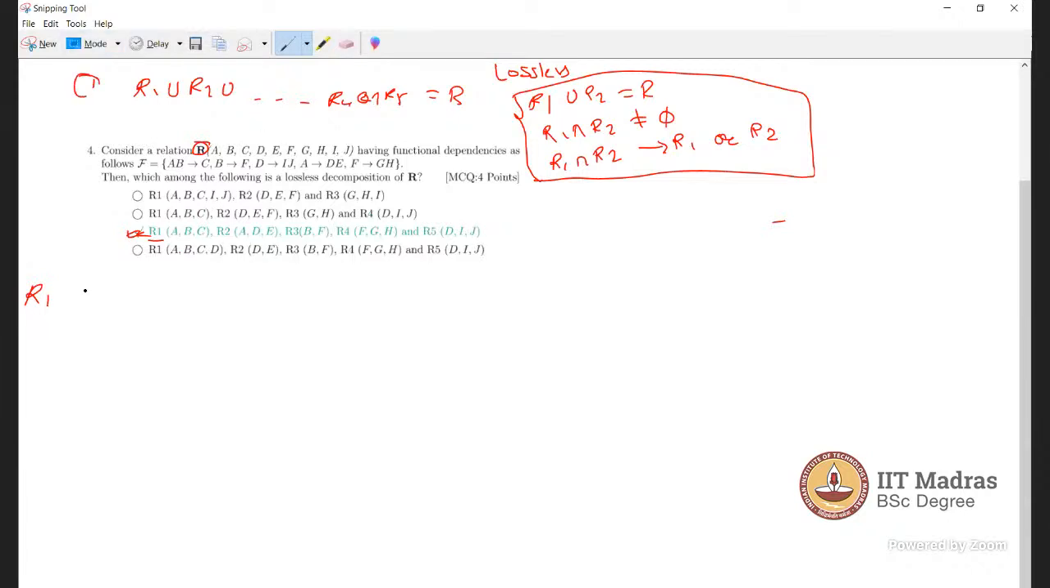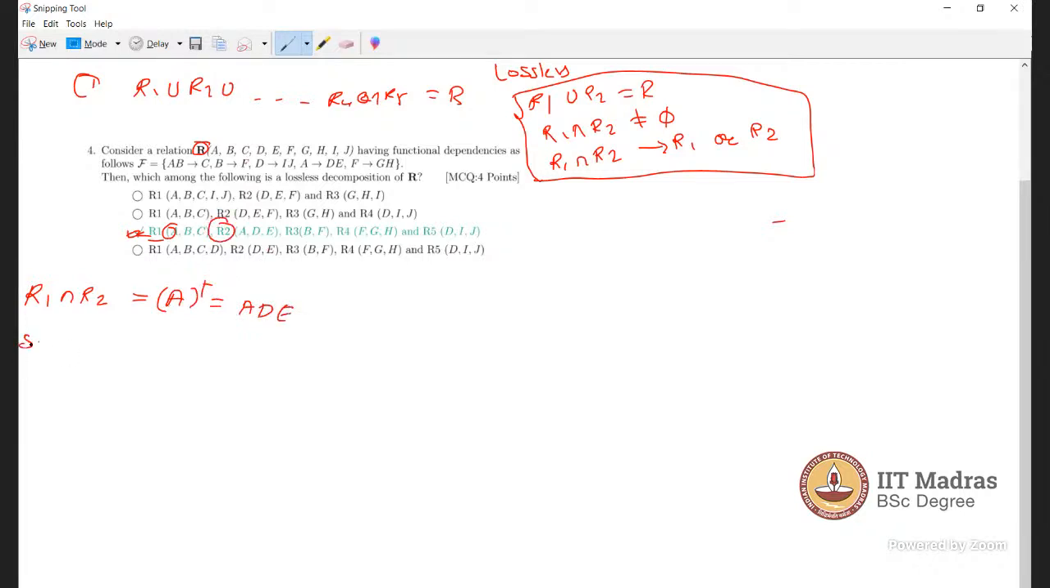Now in the second step, you can take any two decomposed relations, either R1, R2, R1, R3, R2, R4, any relation. But you should take those in which we have a common attribute, so we can apply the third condition. So we can take first R1 intersection R2. Here R1 intersection R2 is A. From A, if I take the closure of A, can I get R1 or R2? A can give A, D, E. Yes, I get R2 here.